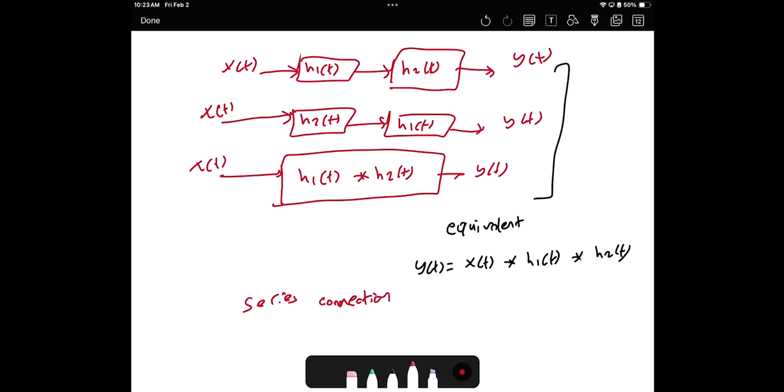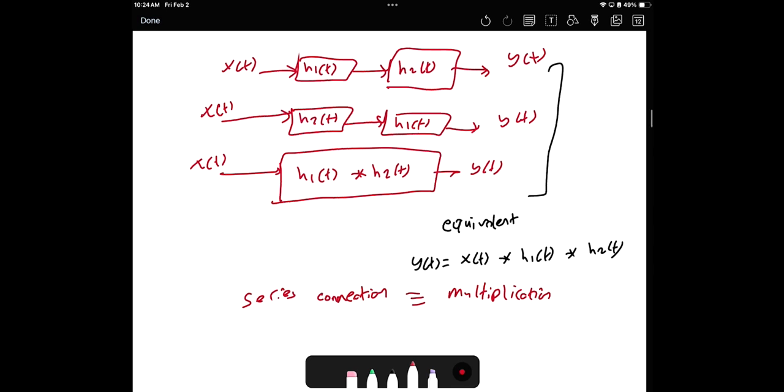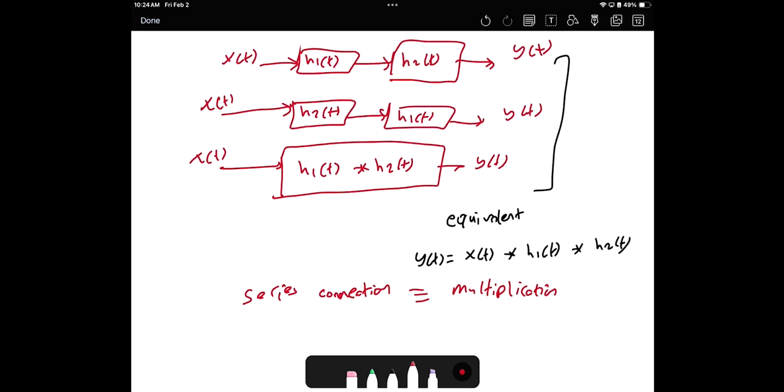So whenever you have the series connection or multiplication, it can be associative or distributive, so it can be fine. Okay? So far so good.